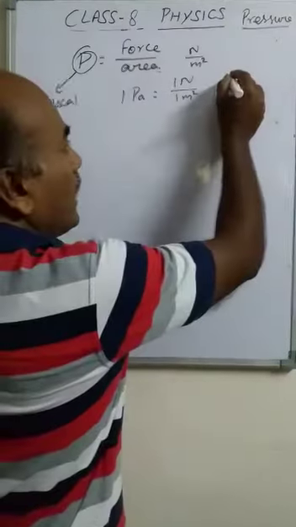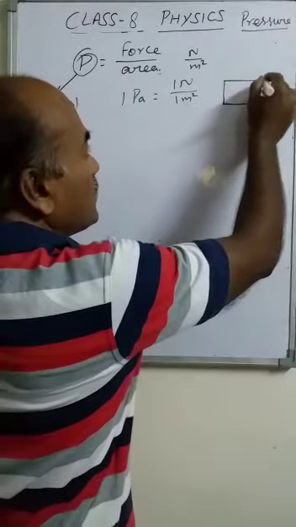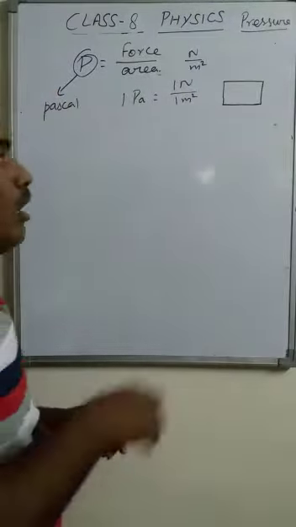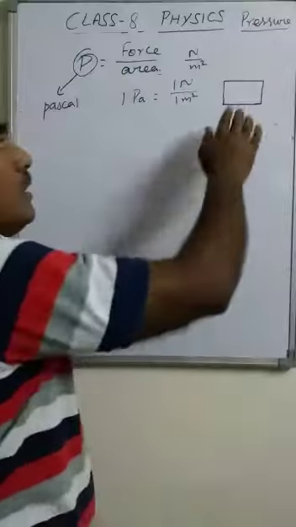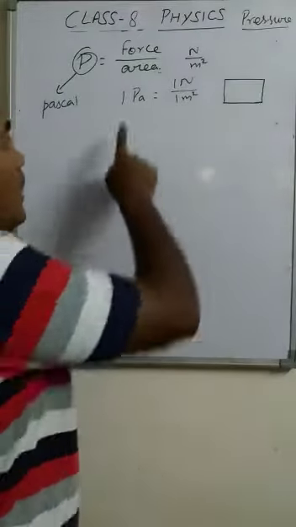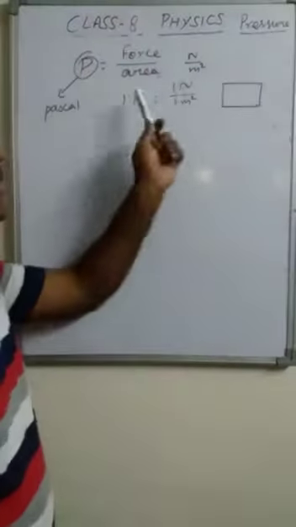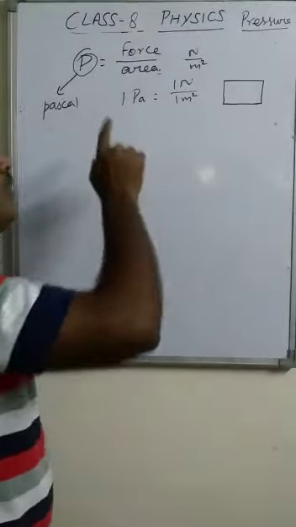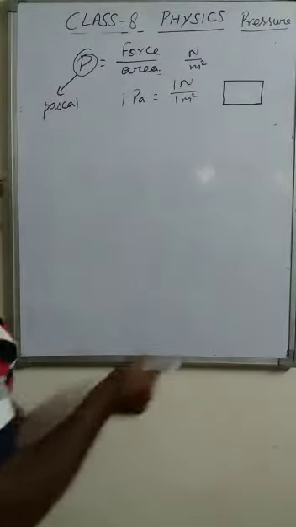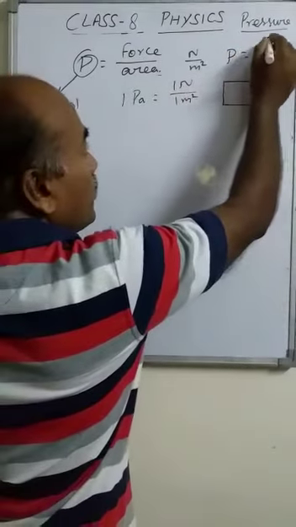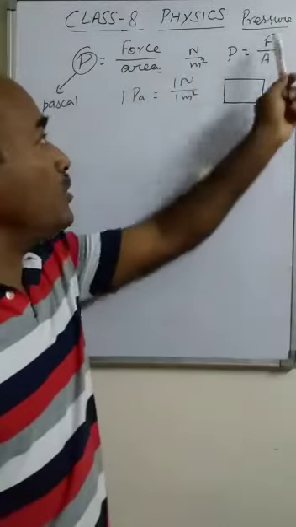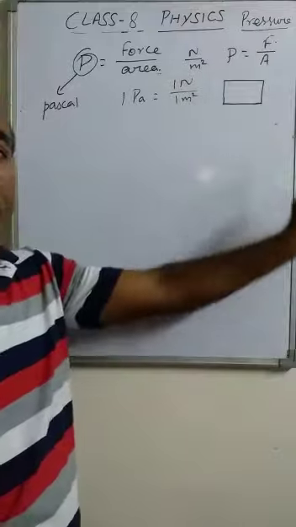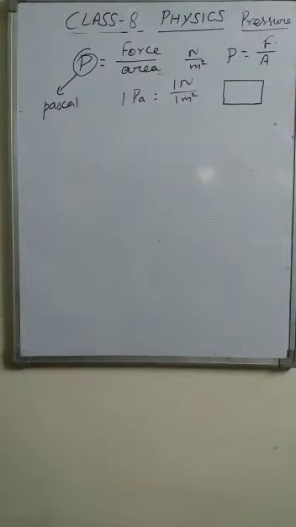Suppose we have this is the area of surface. On this area, how much force is applied? If 1 Newton force is applied and if the area is 1 meter square, then the pressure developed on this surface is said to be 1 Pascal. Then in the formula also, P equal to F upon A. That means pressure applied depends on these two factors: force applied and the area on which the force is applied.